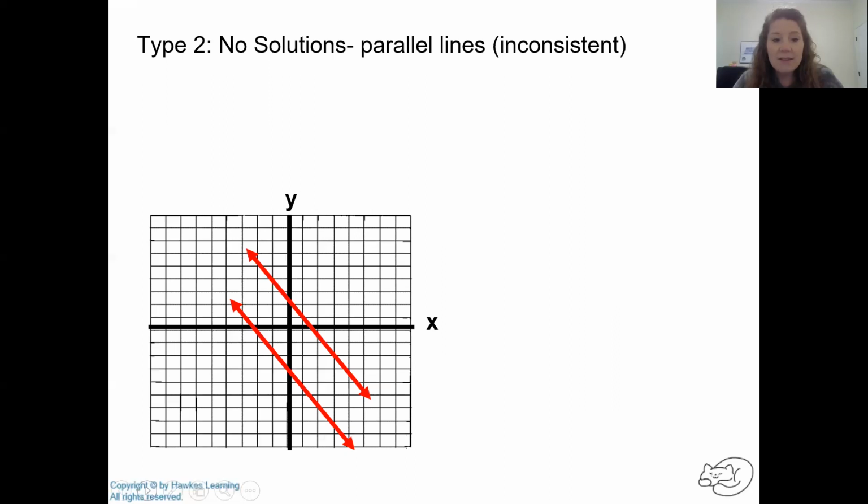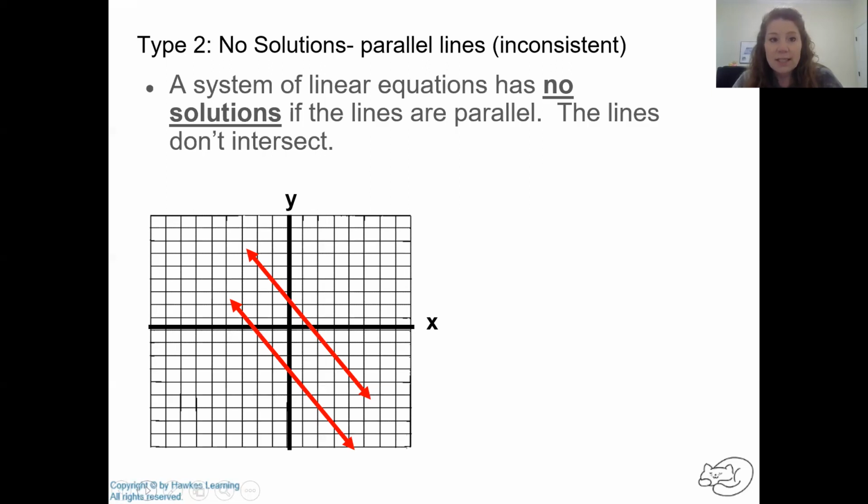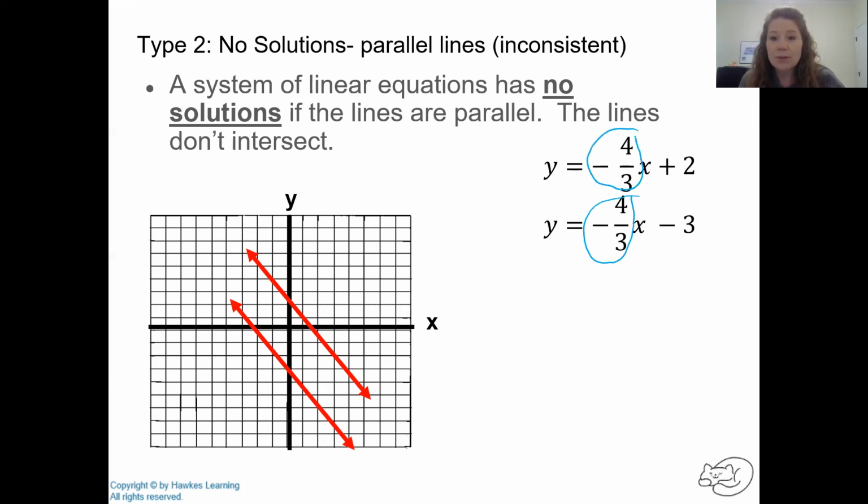All right, now we have two lines that never intersect. That means that they will have no solutions. A system of linear equations has no solutions if the lines are parallel. It means the lines do not intersect. So if you notice these two lines, like we talked about last week, if you have two parallel lines, they have the same slope. But since it's two separate lines, they're going to have two different y-intercepts.